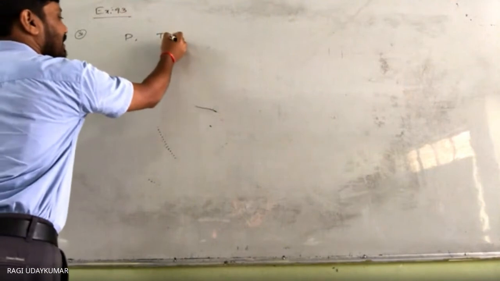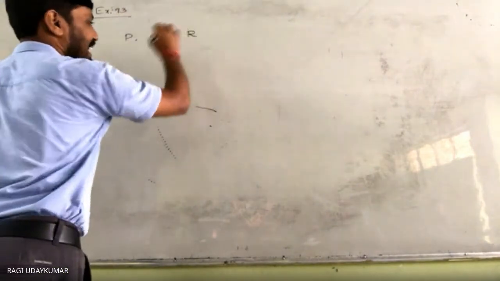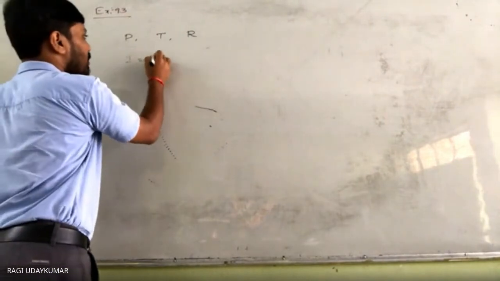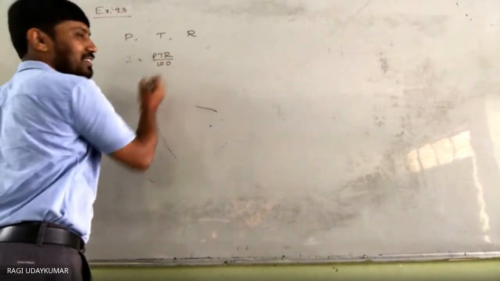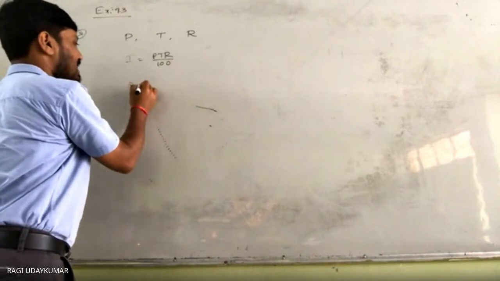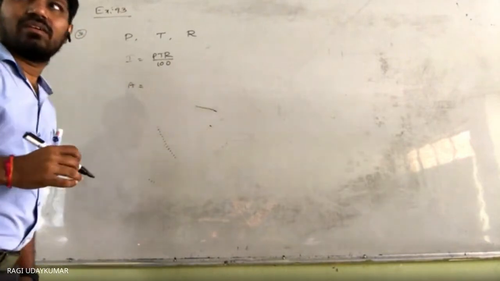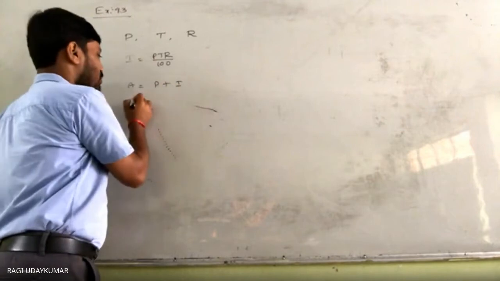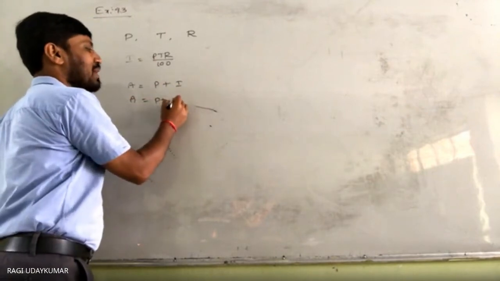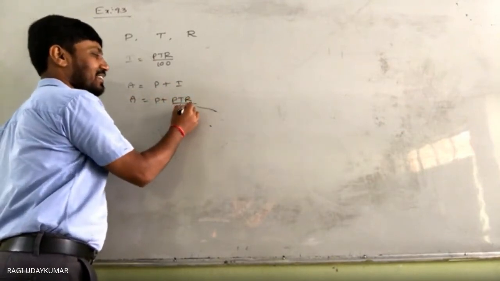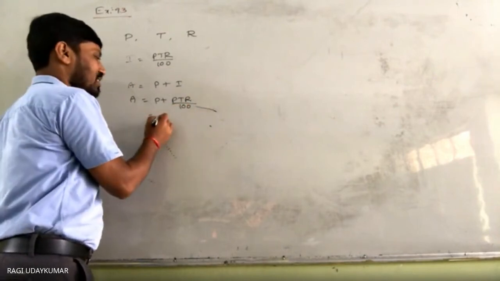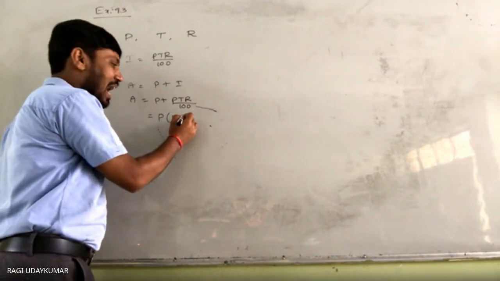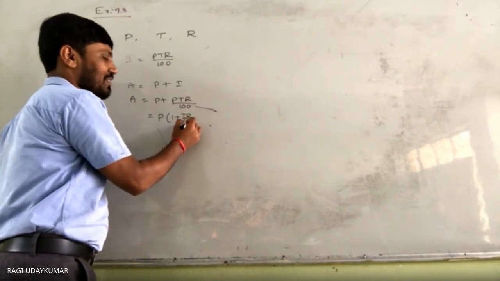Principal, time, rate of interest. Simple interest normally I is equal to PTR by 100. Now amount A is equal to principal plus interest. So A is equal to P plus PTR by 100. So we are going to get P common, taking 1 plus TR by 100 usually.